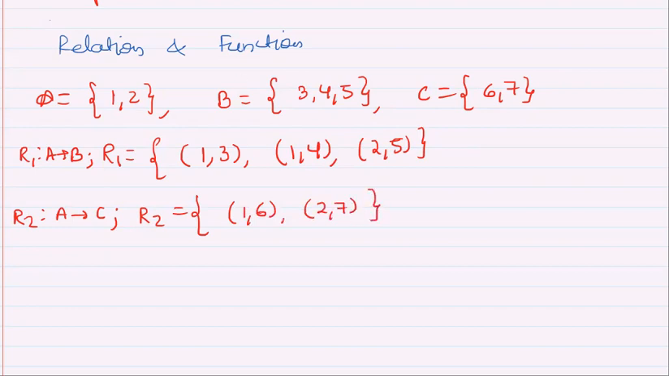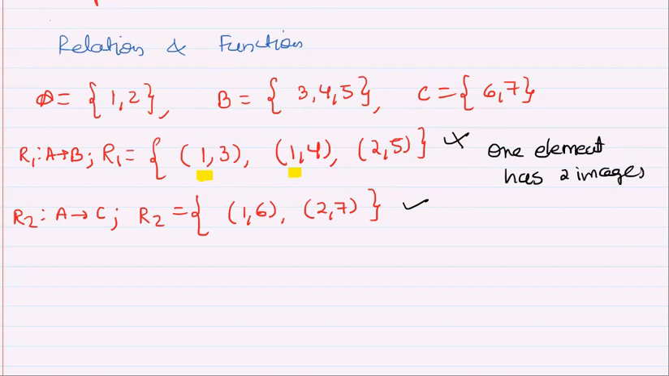So you know very well that R1 is not a function, and R2 is a function. Why is R1 not a function? Because you know this one element has two images, right? In the definition, one element has only one image. So this is not a function, R2 is a function. So now you know the difference between relation and function.